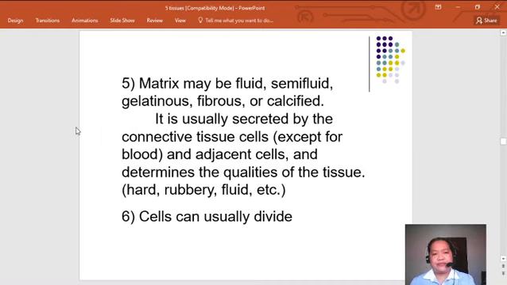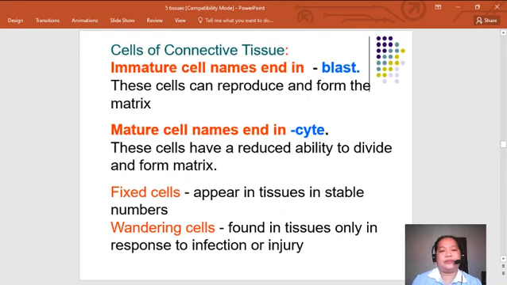So, the fifth one, they have a matrix, which may be fluid, semi-fluid, gelatinous, fibrous, or calcified, as we have found in the bones. It is usually secreted by the connective tissue cells except for blood and other adjacent cells. And this determines the quality of the tissue. Cells can usually divide like other epithelial tissues, but this is quite slower compared to the epithelial tissue.